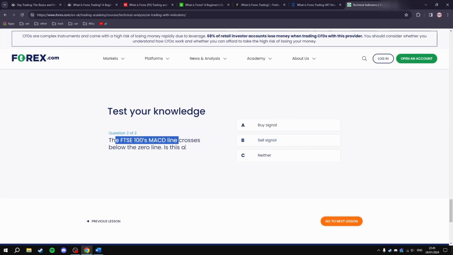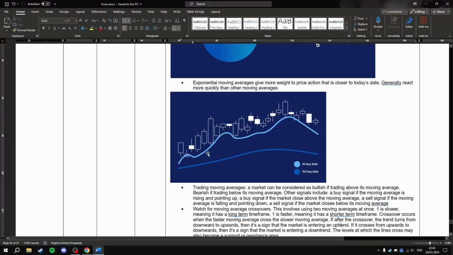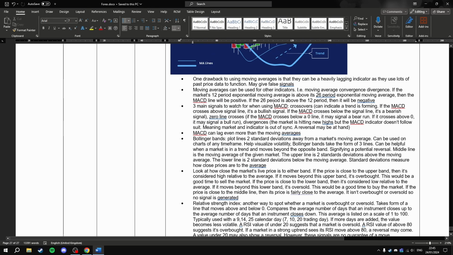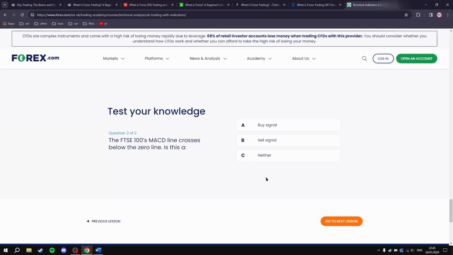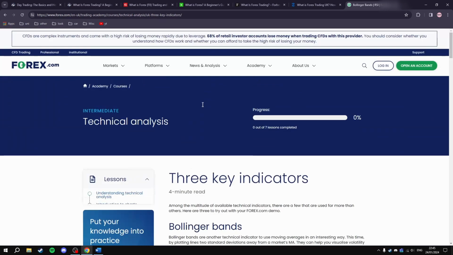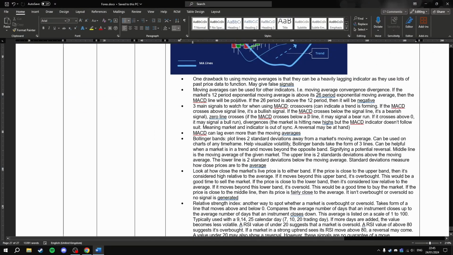The FTSE 100 MACD line crosses below a zero line. What we wrote here is it may signal a bear run. If it's a bear run, then you need to sell. Alright, so we've done that bit.